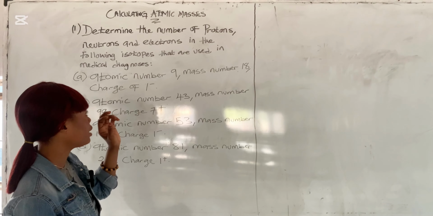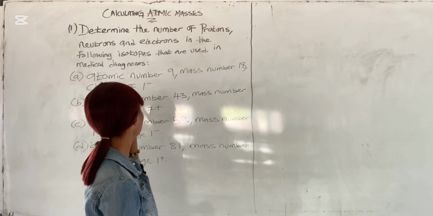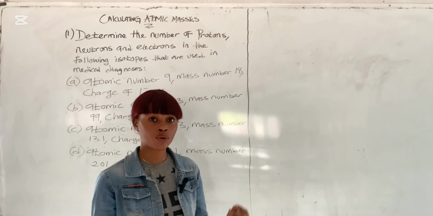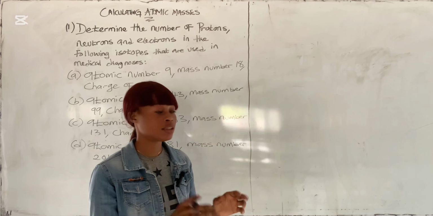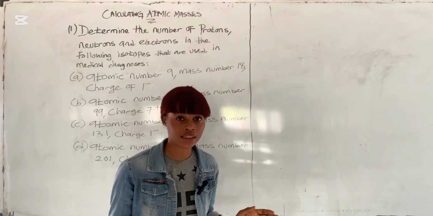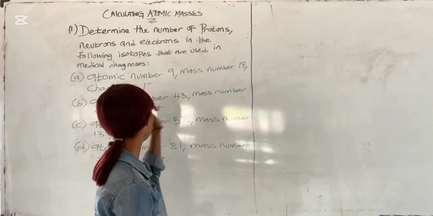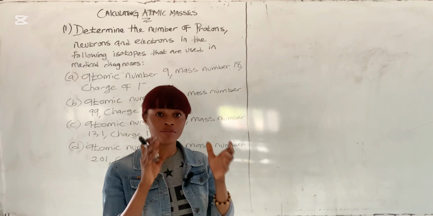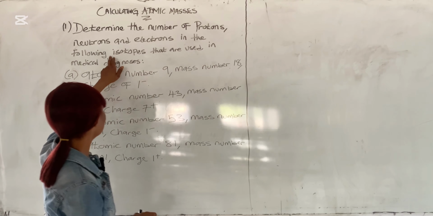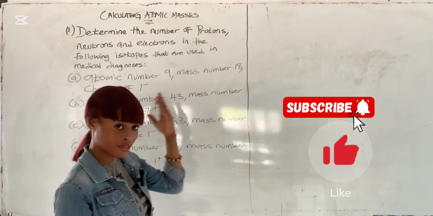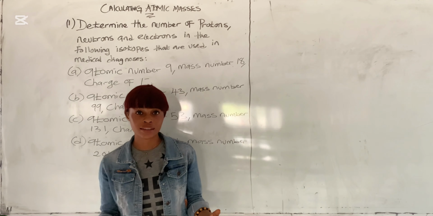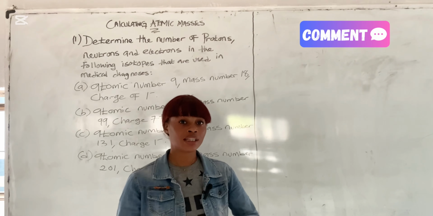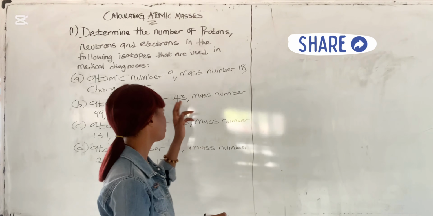First things first, let's emphasize a few key points. Protons, neutrons, and electrons. In my previous class, I explained that protons are positively charged, meaning that they carry a positive charge, while neutrons are neutral in charge. They do not carry a charge at all. Electrons are negatively charged, that is to say they carry a negative charge. They also mentioned the word isotopes. In my previous video, I explained that isotopes are elements having the same atomic numbers but different mass numbers. So now that we understand this key concept, let us begin solving.